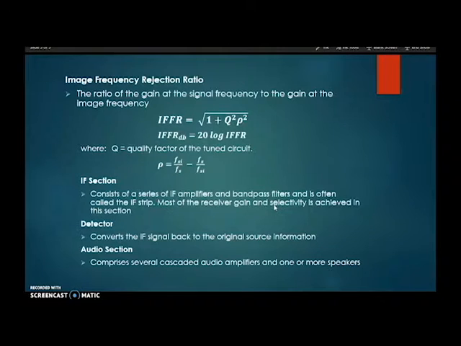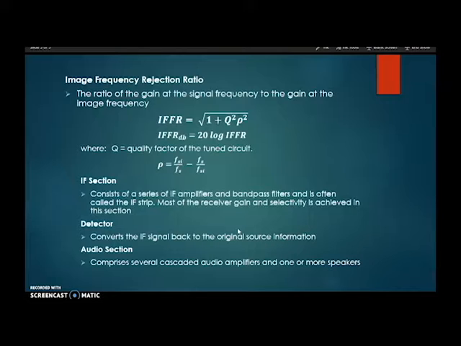The IF section consists of a series of IF amplifiers and bandpass filters, and is often called the IF strip. Most of the receiver gain and selectivity is achieved in this section. The output of the mixer circuit is fed to the tuned IF amplifier. This amplifier is tuned to one frequency and amplifies it.